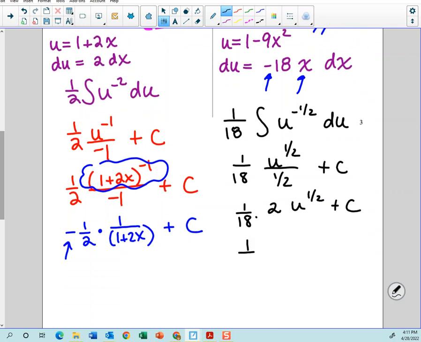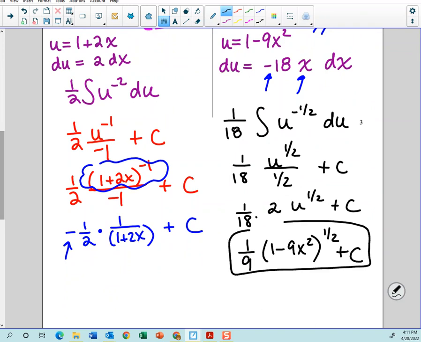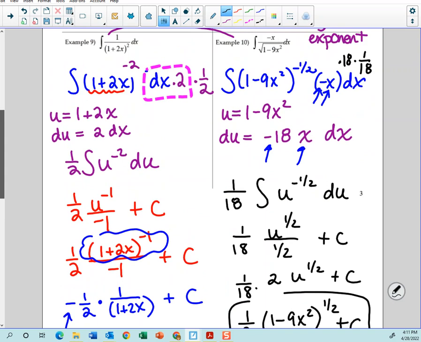I'm doing a little cleanup here and also going back to my x to get my final answer. This was a negative 1/2 exponent, so when I added 1, it became a positive 1/2. The answer didn't end up being negative overall because the negative x and the dx all got tucked into the du. This went in the du, this went in the du, that went in the du, that stayed out.